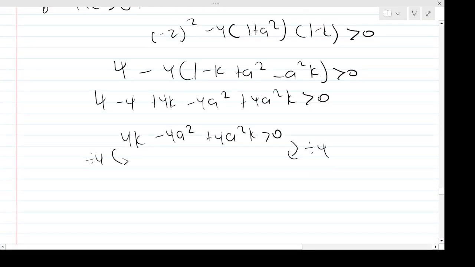And it doesn't change the inequality, because we divided by a positive number, remember. If it was minus 4, say, then we'd have to reverse the inequality. Remember, dividing or multiplying both sides by a negative number would affect the inequality, but because it's positive, it doesn't matter here. So that would simply go to k minus a squared plus a squared k greater than 0. Okay, so we got to that point. What do we do then?